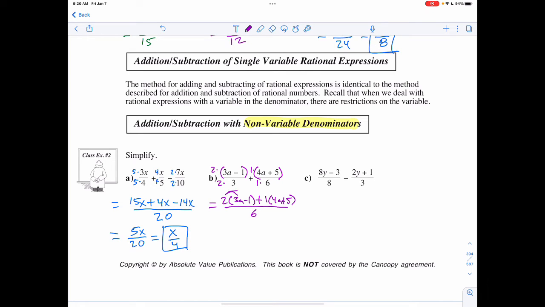I'm going to expand it out using the distributive property. And that's going to give me 6a minus 2 plus 4a plus 5 all over 6. And when I combine my like terms, the a's with the a's, the constant with the constant, I'm going to have 10a plus 3 all over 6. And there's my final answer.